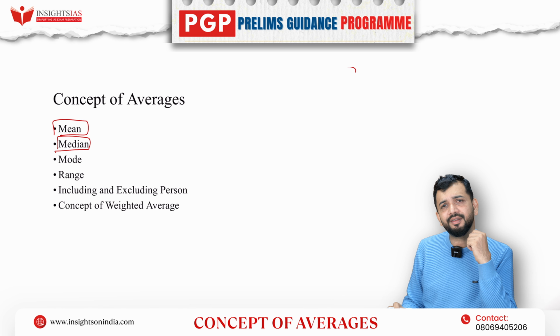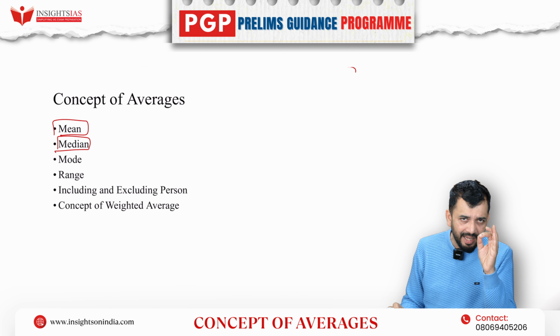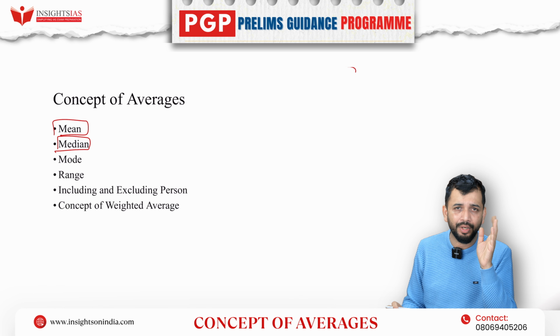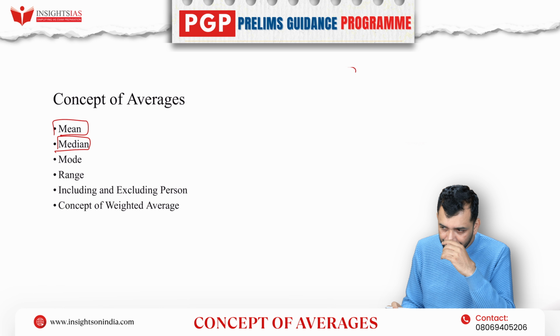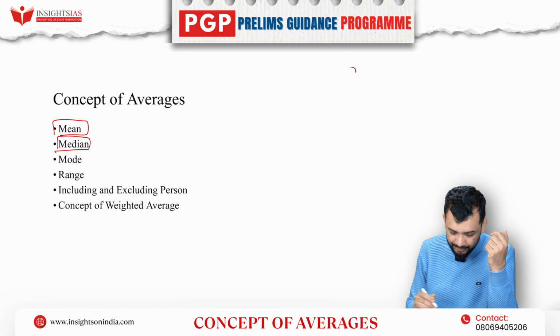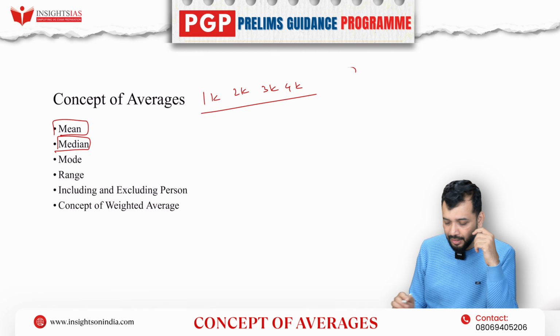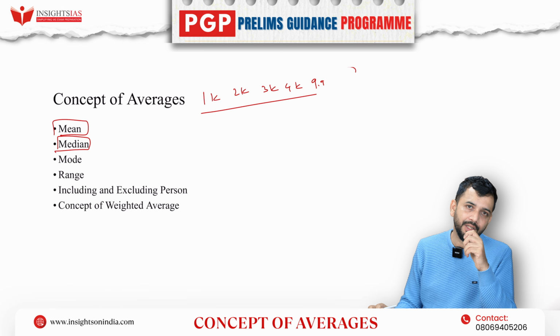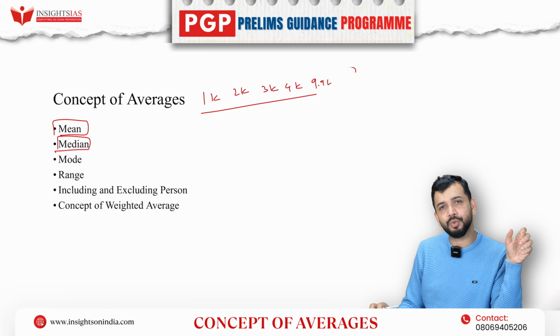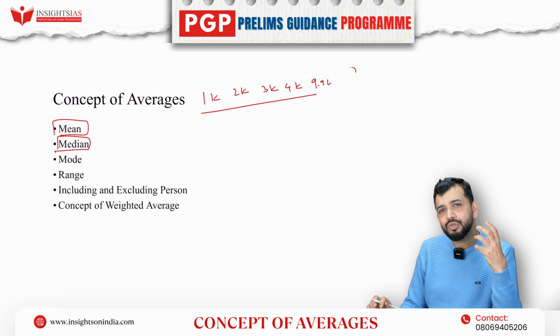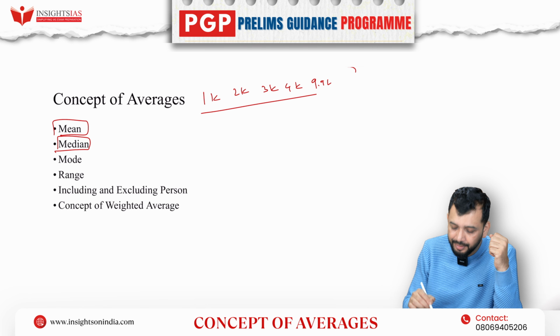So median, what does it say? Median just says exactly where the center point lies. Let's say you are having 1K, 2K, 3K, 4K, and let's say 4 people. Now let's first take 9.9 lakh, right? Now what it says is, don't worry about taking the averages. I want to see where the middle person lies.